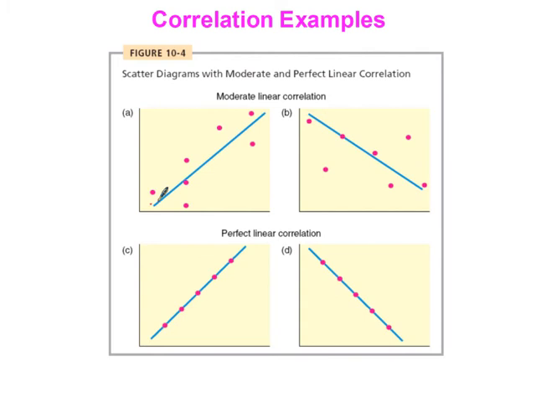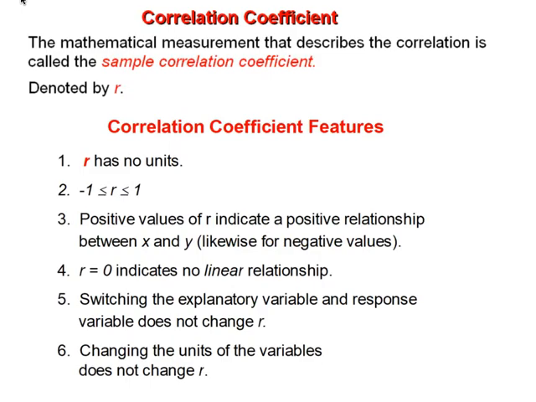Now, the only difference between A and B is that this would be a positive moderate, and that's only because the line from left to right is going up. This would be a negative correlation. Here I've got a positive perfect correlation. All those dots fit in the line. Here I've got a negative perfect correlation.